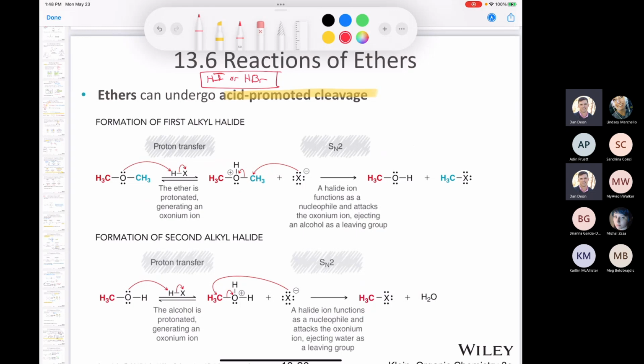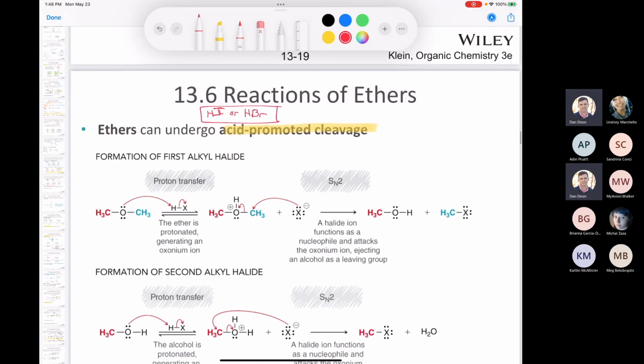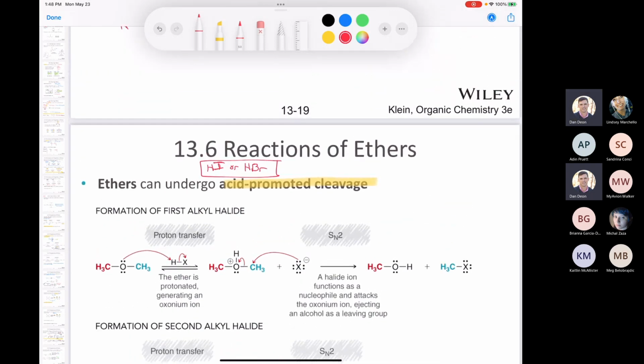Let me just show you what the net result is first. It's not written in that order in my slides, but I can squeeze it in here. So you take an unsymmetrical ether, or it could be symmetrical, it doesn't matter. Let's say you had an unsymmetrical ether like this, and let's assume that both of these groups are alkyl groups. You treat it with a strong acid like HI or HBr. You use excess HX, and you heat it up.